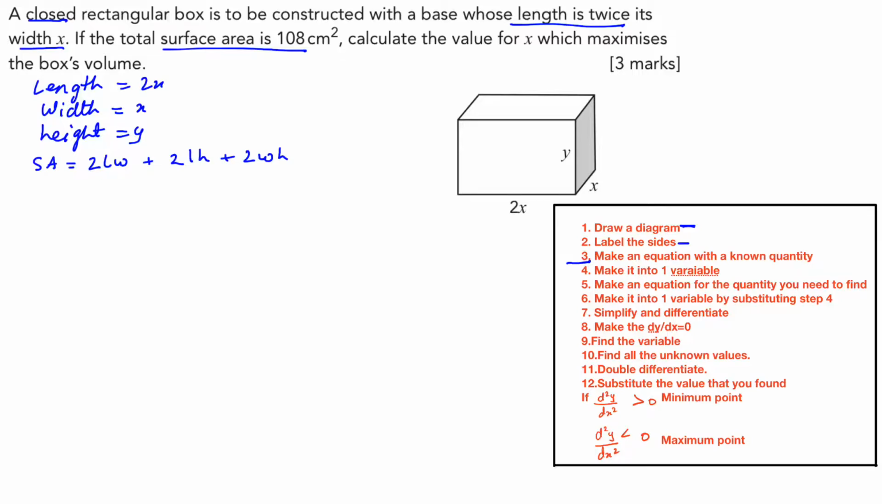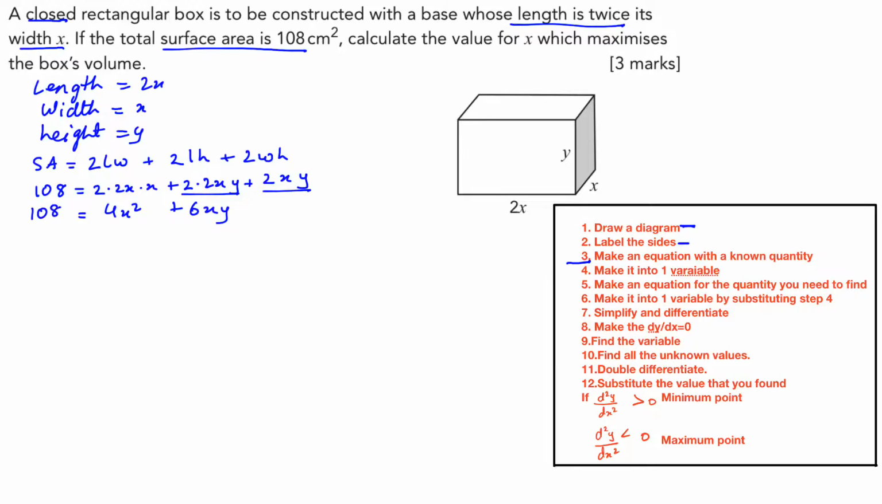Otherwise, the formula is going to be the same. Now we are going to substitute what we have. The area is 108. The length and the width is given to us. So 2x times x plus 2 times 2xy plus 2 times xy. This will give us 4x square plus 4xy plus 2xy will become 6xy.